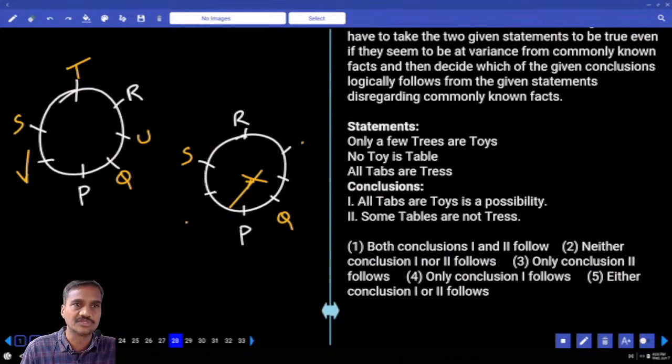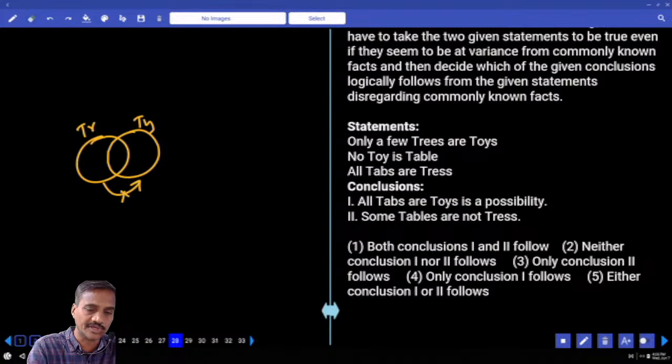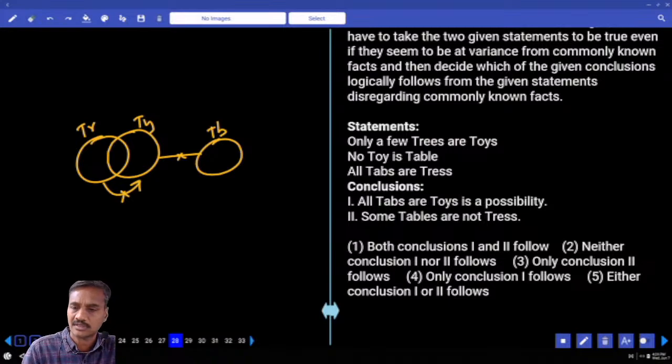Only some of the trees are toys, but not all. No toy is a table. No intersection between toy and a table. And all tabs are trees. All tabs are trees.